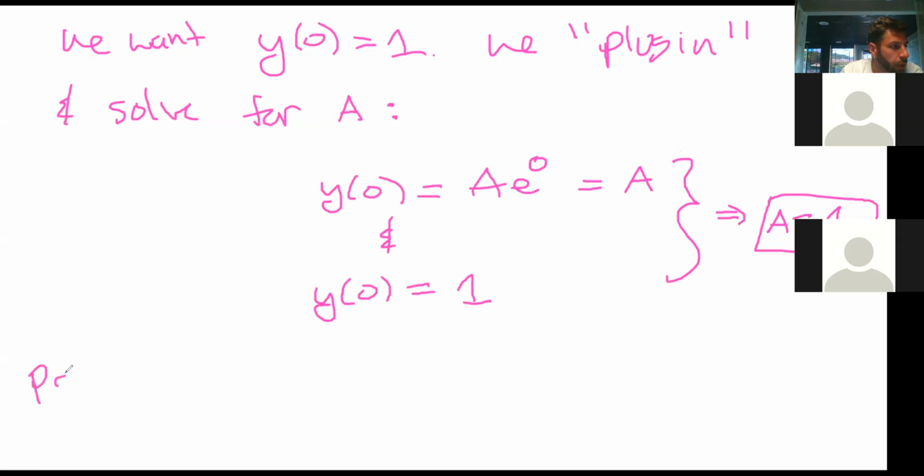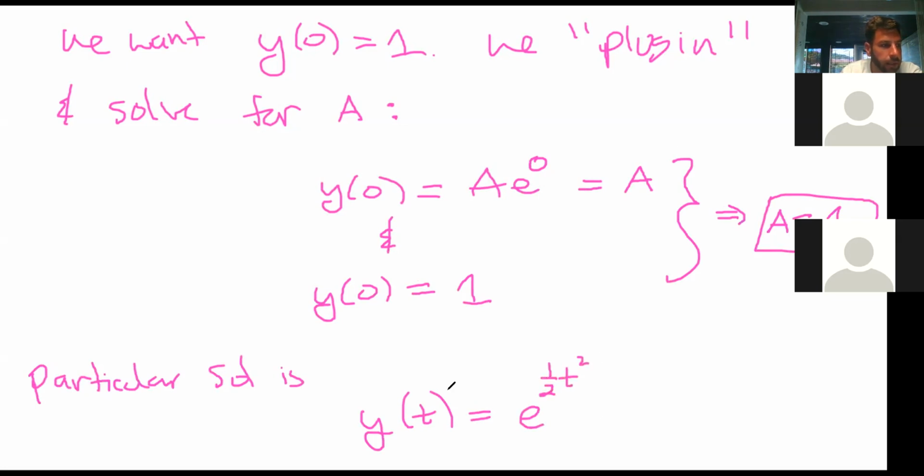So our particular solution is y of t equals e to the 1/2 t squared. That is the guy that we're after. That is the solution to our problem. Does anybody have a question about this?